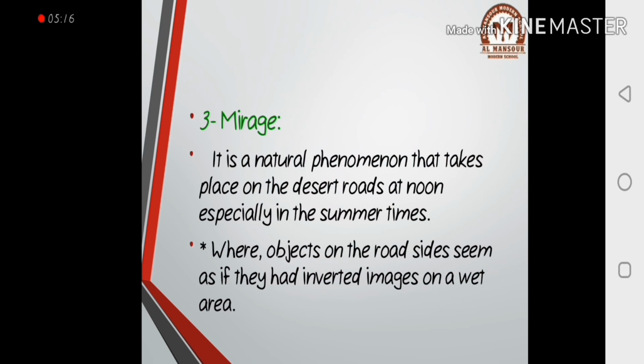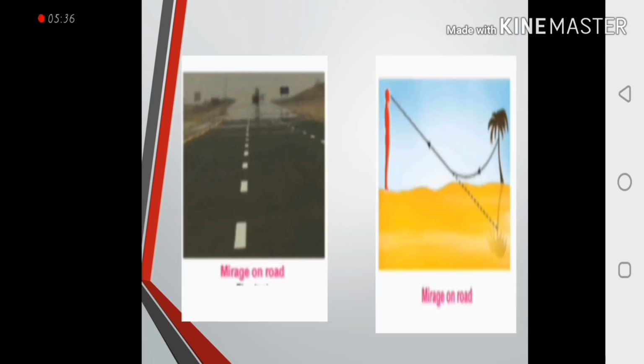The third one is mirage. Mirage is a natural phenomenon that takes place on desert roads, especially in the summertime, where objects on the roadside seem as if they had an inverted image on a wet road or wet area.